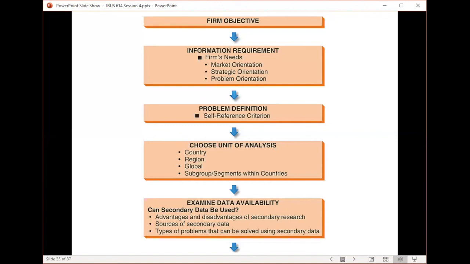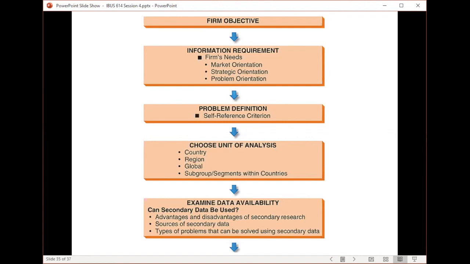So once firms are able to define the problem appropriately and check the self-reference criterion that most often influences a firm's decision making, they can choose the unit of analysis. In this case, it depends on whether the firm is selling in another country or in another region, or is seeing the whole world as one market and wants to sell a global product, or is dealing with specific subgroups or segments in specific countries. All these will influence the kind of problem that they define and their approach to solving it.